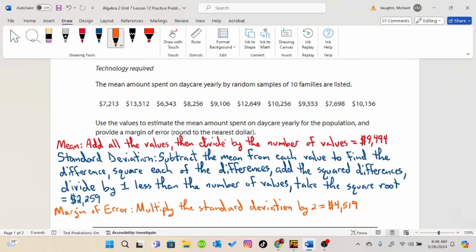So here we would expect the mean to be at $9,494, and 95% of all results to be within 4,519. If you have any questions about how to calculate the mean, how to calculate the standard deviation, or how to calculate the margin of error, please ask for clarification now so that you're better prepared moving forward into the other practice problems.